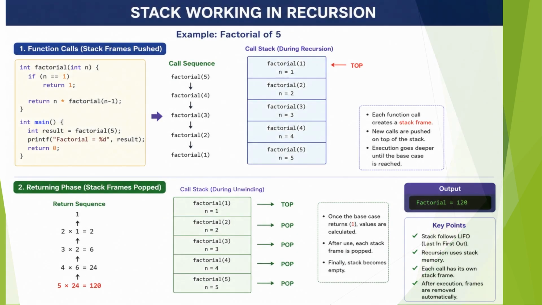Recursion also uses a stack. For a factorial example, function calls are pushed onto the stack until the base case is reached. Then, they are popped off one by one, and values are calculated and returned.